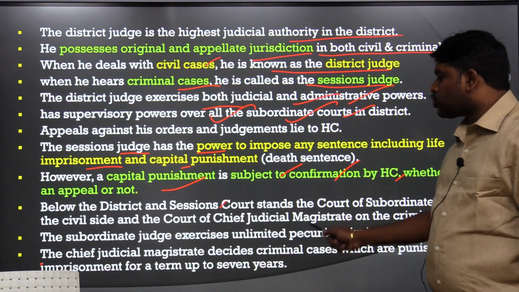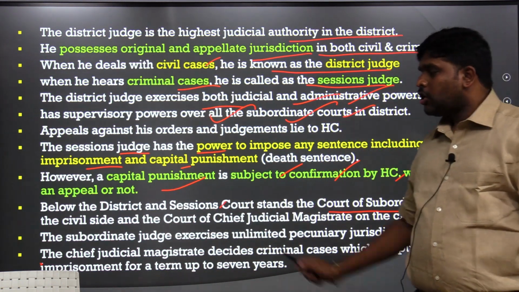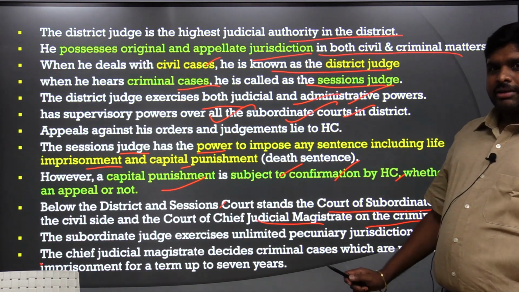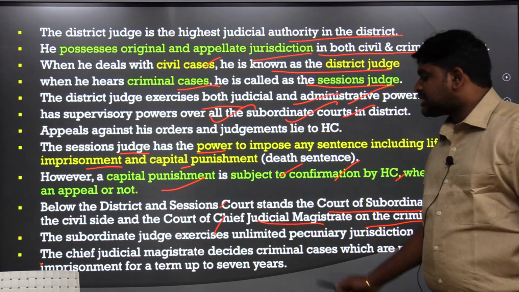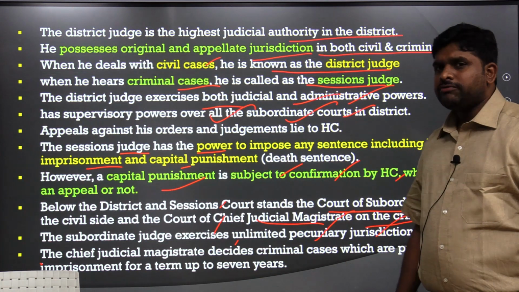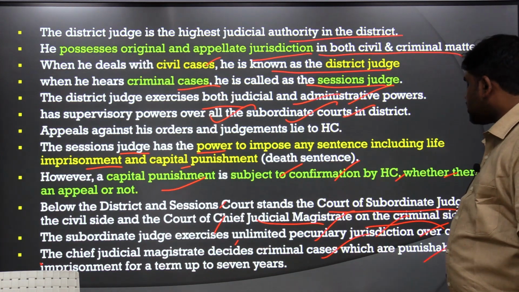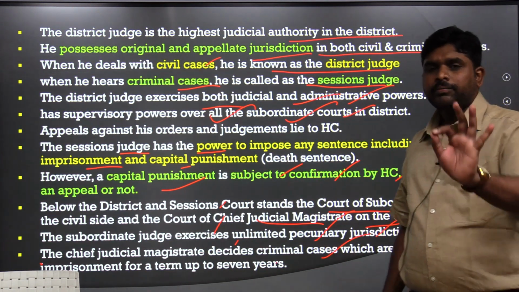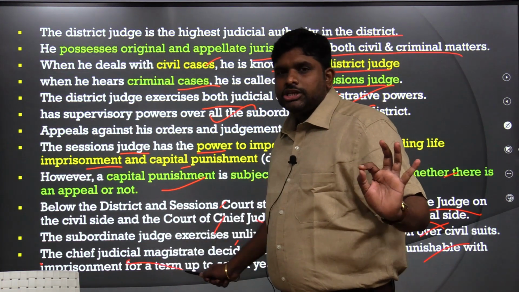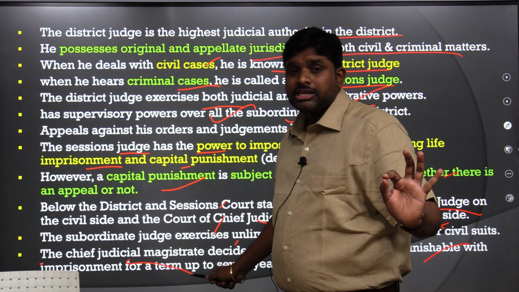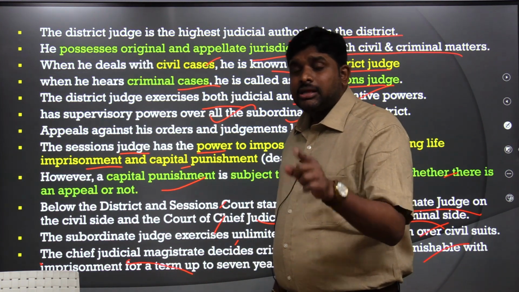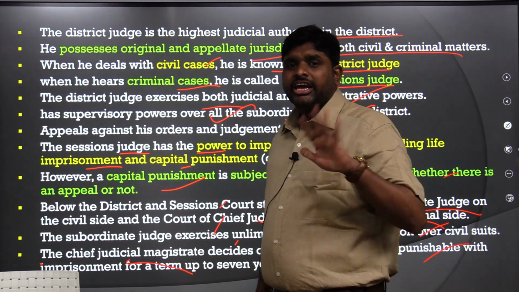Below the district and sessions court stands the court of subordinate judge on the civil side and court of chief judicial magistrate on the criminal side. The subordinate judge exercises unlimited pecuniary jurisdiction over civil suits. The chief judicial magistrate decides criminal cases which are punishable with imprisonment for a term up to 7 years. Up to 7 years, the chief judicial magistrate can give the punishment. If the crime is such that the punishment will be more than 7 years, he does not have power.